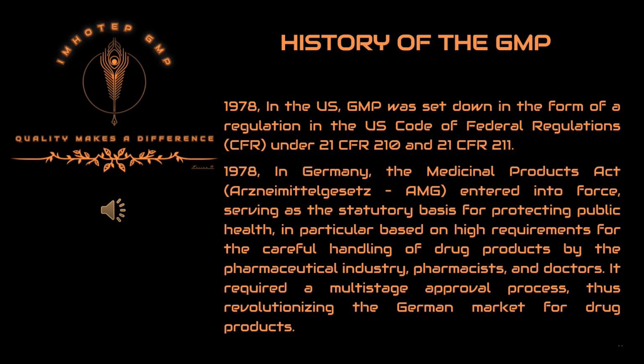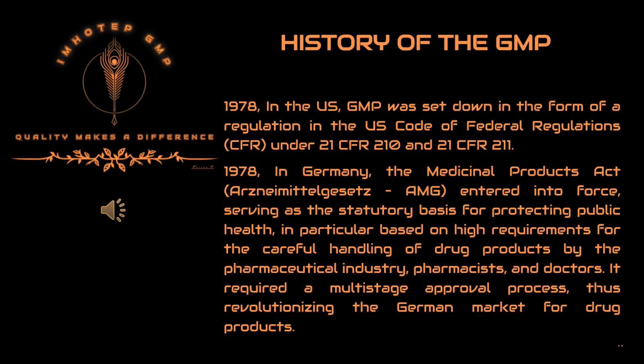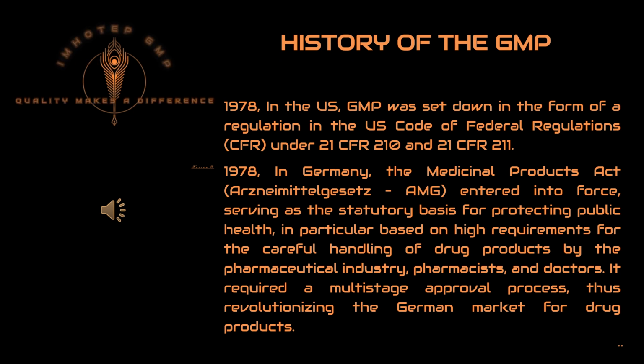1978. In Germany, the Medicinal Products Act, Arzneimittelgesetz, AMG, entered into force, serving as the statutory basis for protecting public health, in particular based on high requirements for the careful handling of drug products by the pharmaceutical industry, pharmacists, and doctors. It required a multi-stage approval process, thus revolutionizing the German market for drug products.